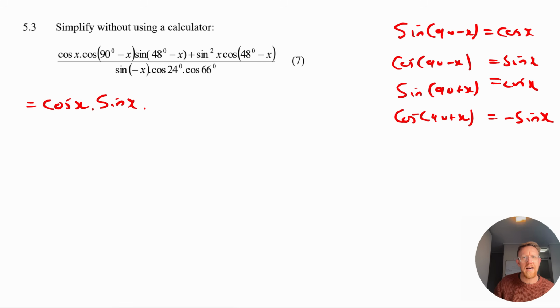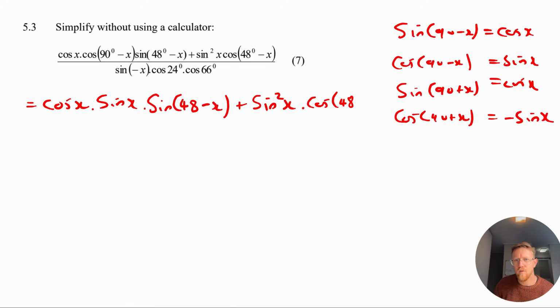Sin 48 minus x, we're probably going to have to use compound angles where we're going to have to go and expand it. But let's leave it alone for now because that's going to become quite busy. Maybe we can just forget about it and somehow confuse the examiner and do like some hypnosis or something. And then the same sin squared x, we can't do anything there. And then cos 48 minus x, let's just leave that alone for now. Sure, that looks interesting.